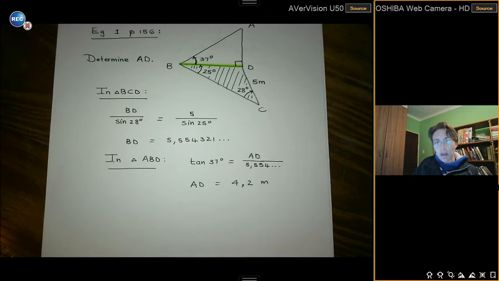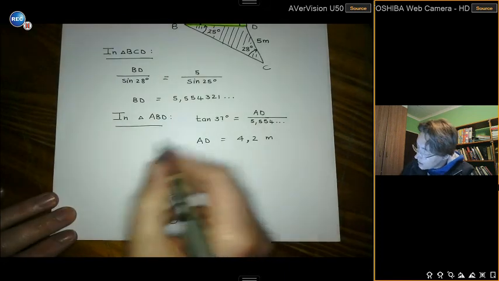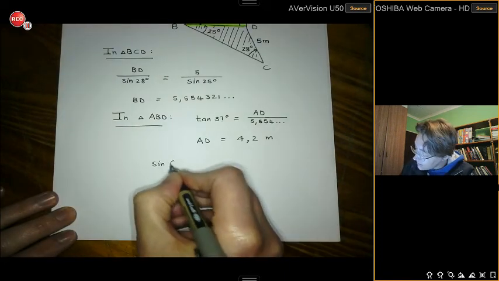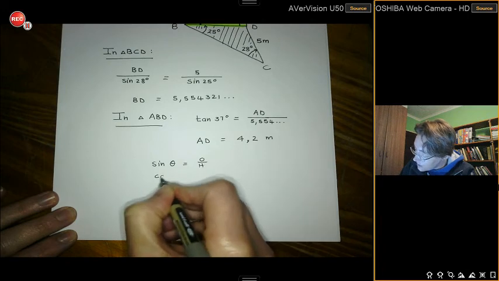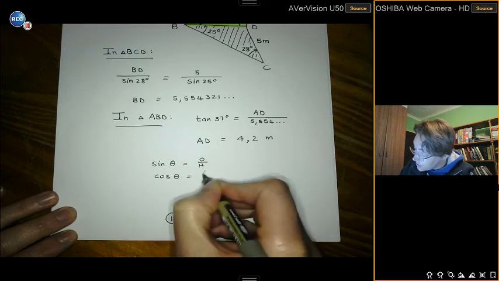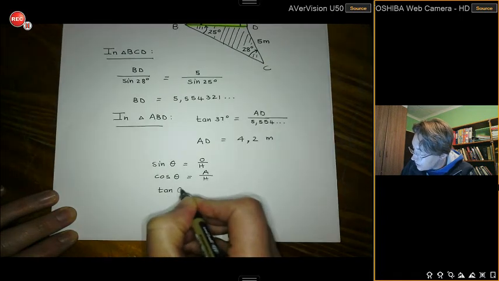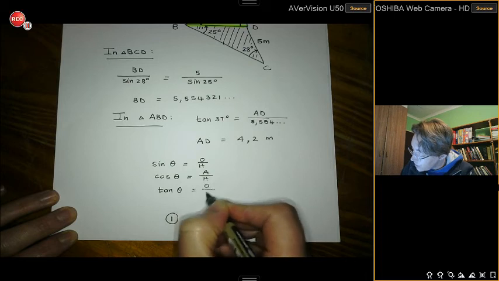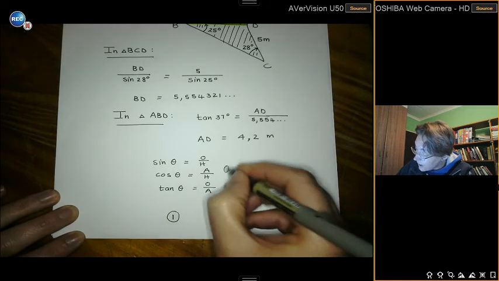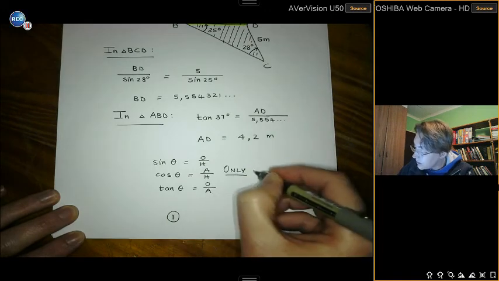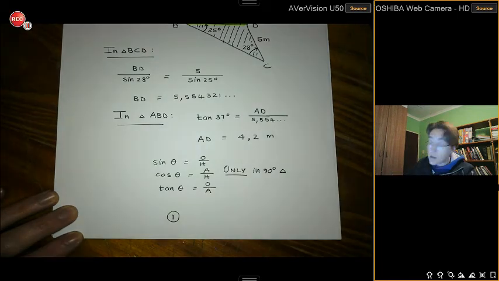Just by the way, people, in case you've forgotten your trig ratios, the sine of any angle is equal to opposite over hypotenuse. The cos of any angle is equal to adjacent over hypotenuse, and the tan of any angle is equal to opposite over adjacent. Now please remember, this only applies to a 90-degree triangle. It does not work if the triangle is not a 90-degree triangle.